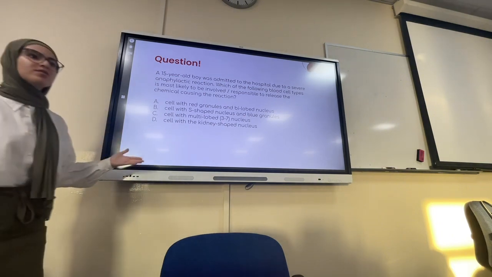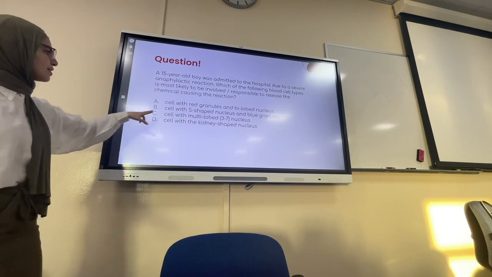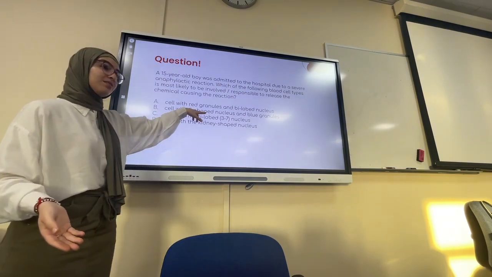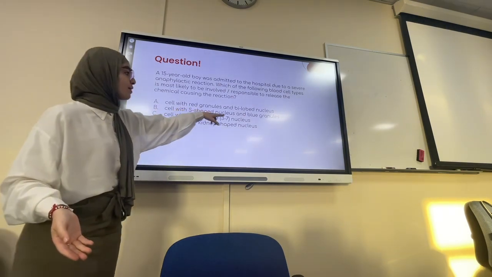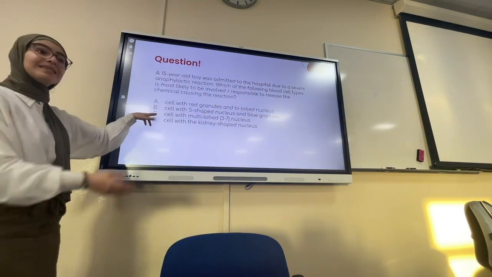Let's do the process of elimination. Do basophils have red granules? No. Okay, let's have a look at B. S-shaped nucleus and blue granules? Yeah, it does. So the answer is B. But let's have a look at C and D.